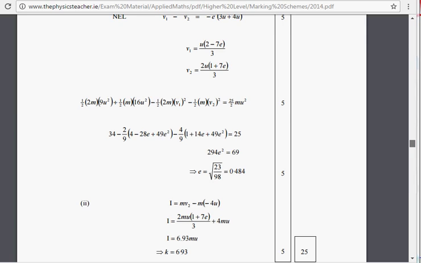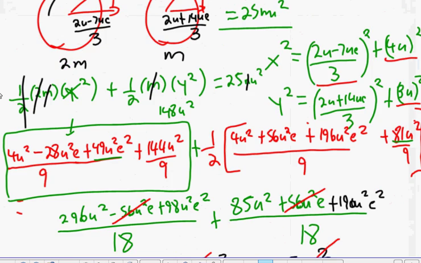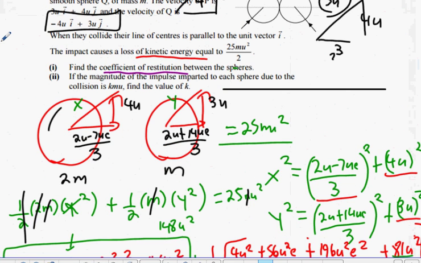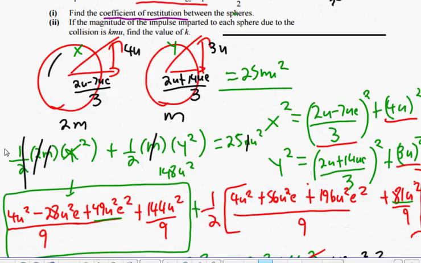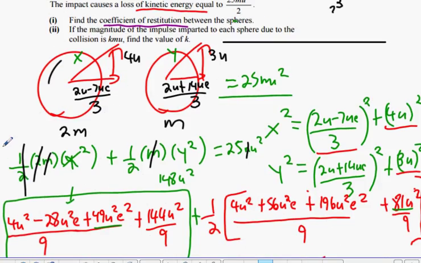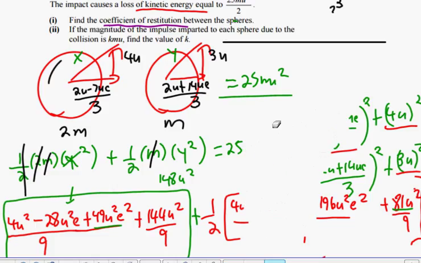Now, next part of the question. If the magnitude of the impulse imparted to each sphere due to the collision is kmu, find the value of k. Now, what is impulse again? Can anybody tell me? Impulse. It's mv minus mu. Okay? So I'm going to get rid of all of this for a second. mv minus mu.